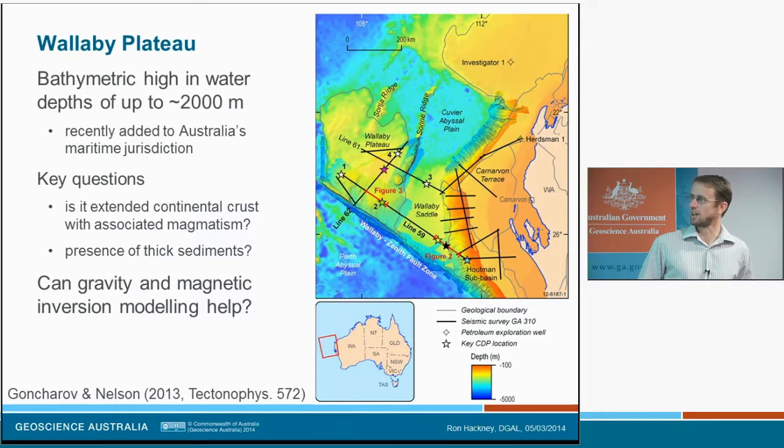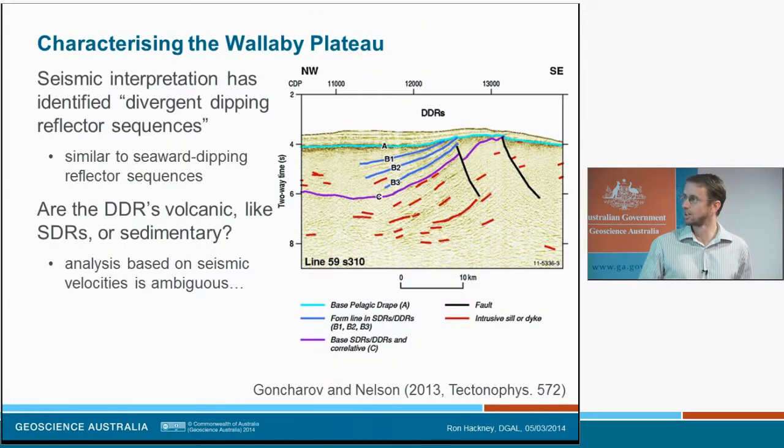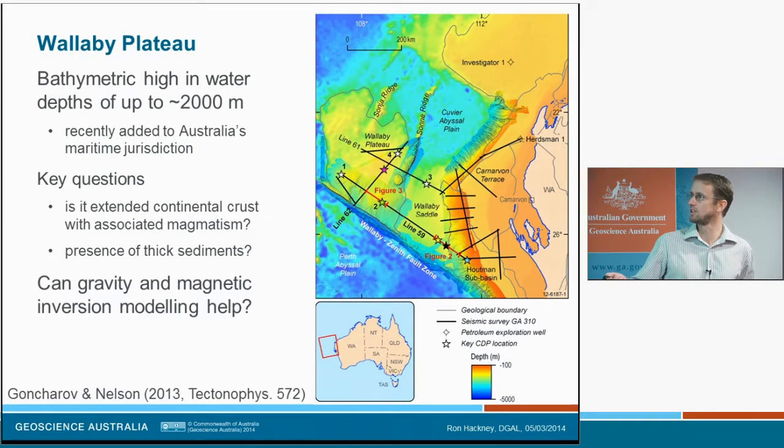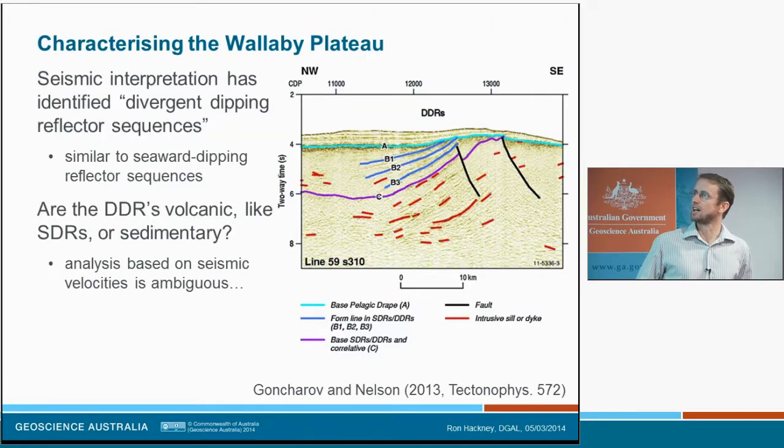And the work that I'm going to, let's just go here to have a quick look at one of these seismic lines. We're looking at this little piece of the line in here. And one of the features of this Wallaby Plateau from the seismic interpretation was these divergent dipping reflector sequences. And they appear quite similar to seaward dipping reflector sequences, which are a characteristic of very volcanic-rich continental margins. They're a characteristic of the processes that are involved in forming the margin.